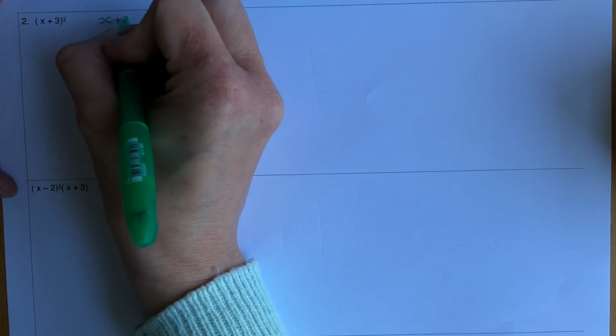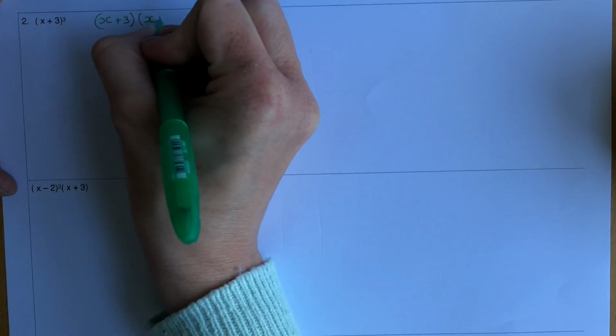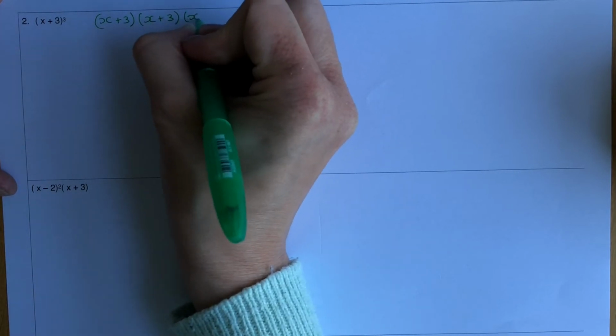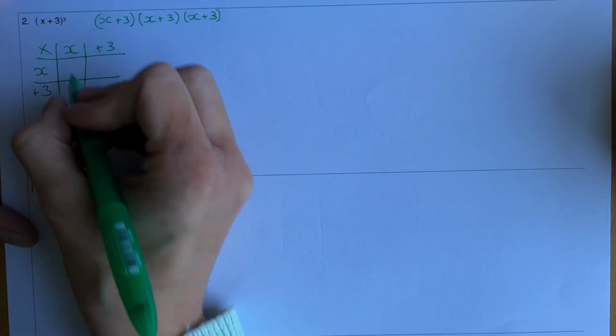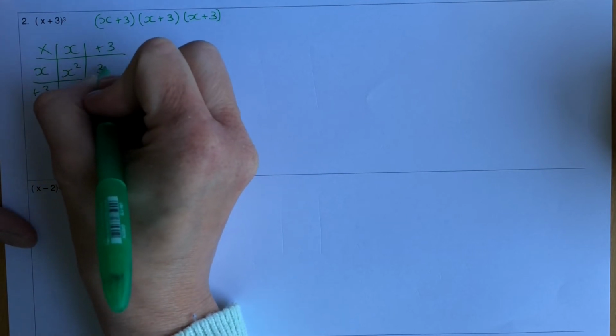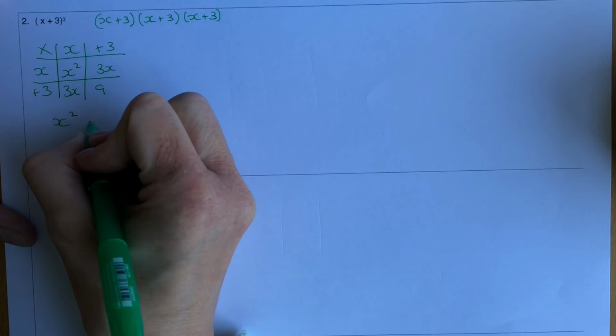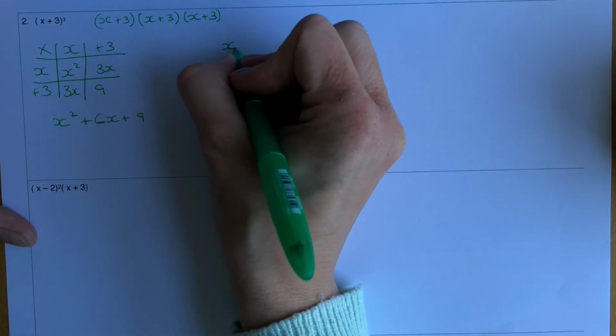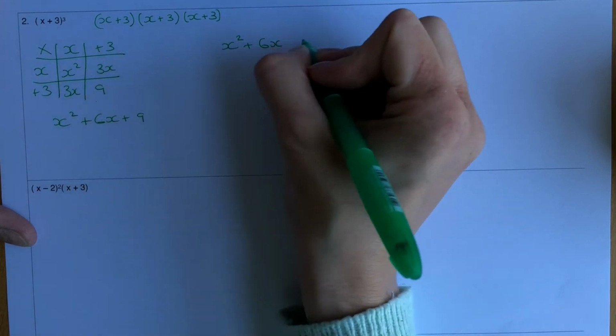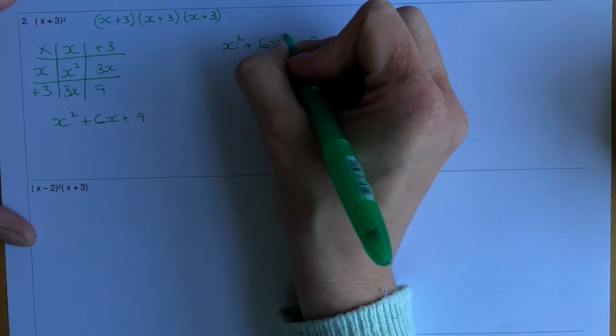Okay, let's have a look then. So this means x add 3 times x add 3 times by x add 3. So let's start with the first set of brackets. Okay, x squared, 3x, 3x, 9. So when I simplify that, I get x squared add 6x add 9. Now we need to times that by x add 3 again. Let's draw another grid.